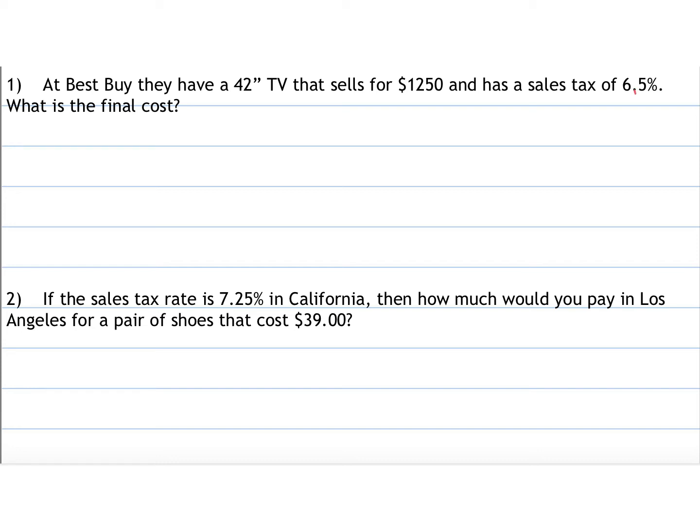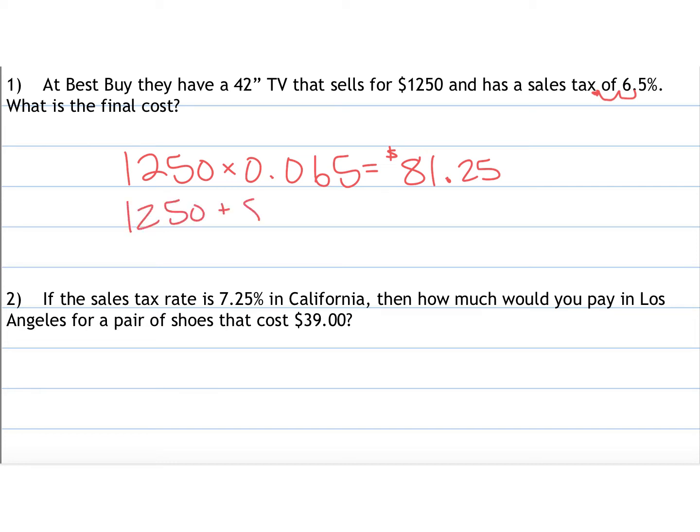So turn this into a decimal, move it 2 spots to the left. So then we multiply that by the price, 1250 times 0.065 to figure out that we are going to spend $81.25 on taxes. And then we have to take that and add that on to the original price of the TV. So $1,250 plus $81.25. And the total for that would be $1,331.25. There's your total final cost.